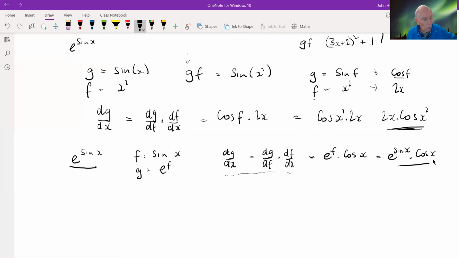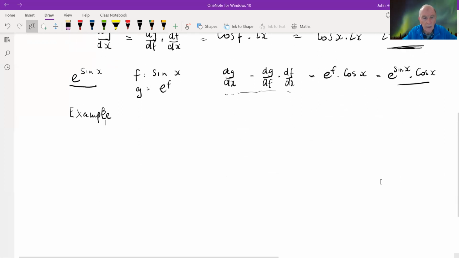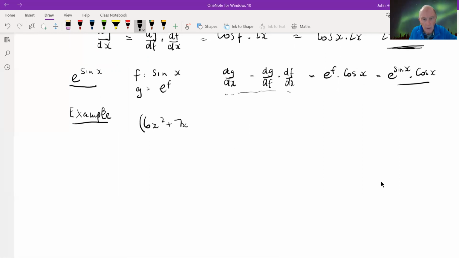It's also worth maybe doing one more example. So let's have a look at this one. Example, if I can write it correctly. Okay, so let's just do this polynomial. We've got (6x squared plus 7x) all to the power of 4. Now we could actually expand all this, couldn't we?